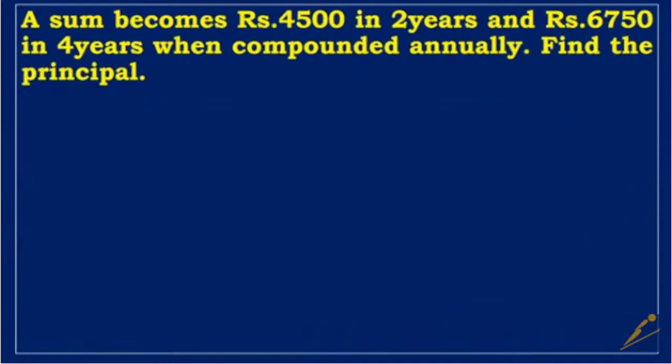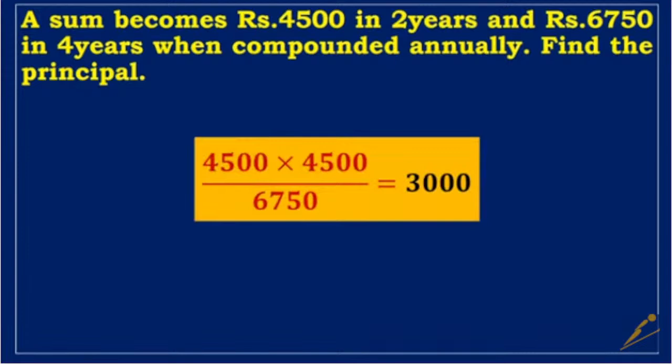Third example, a sum becomes 4,500 rupees in 2 years and 6,750 rupees in 4 years when compounded annually. Find the principal. In 2 years, a sum becomes 4,500 rupees. In 4 years, a sum becomes 6,750 rupees when compounded annually. The ratio between the amounts gives us the principal. 4,500 into 4,500 divided by 6,750 is 3,000 rupees, which is the principal.